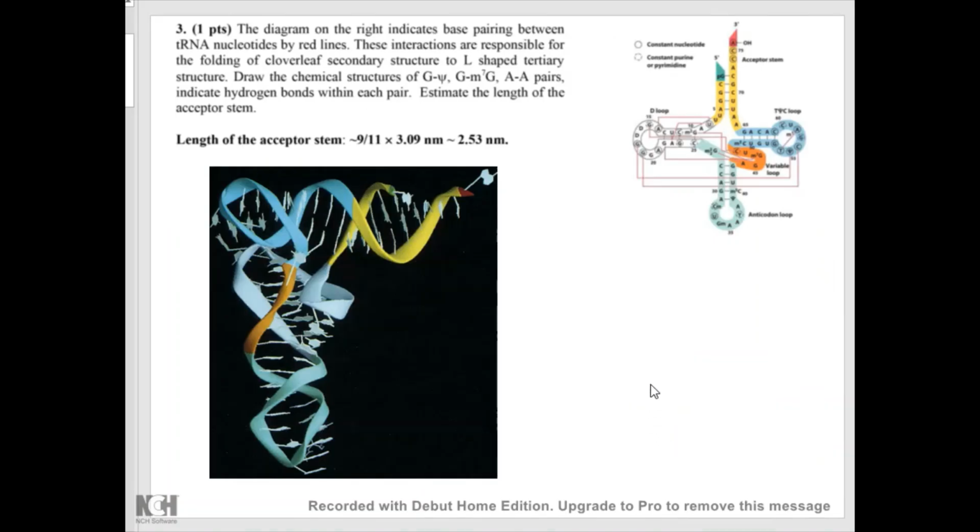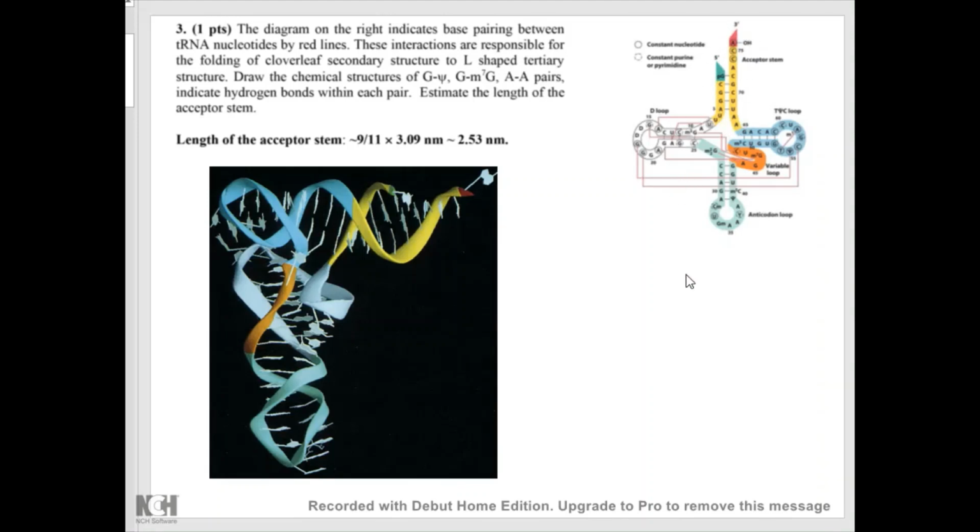The next question takes us back to the part of the lecture where I talked about tRNA, and it asks to draw some hydrogen bonds between base pairs G psi, G, M7G, AA, and also estimate the length of the acceptor stem. Let's start with the last question. Estimate the length of the acceptor stem. So the acceptor stem, it's actually labeled here, is this portion of the molecule.